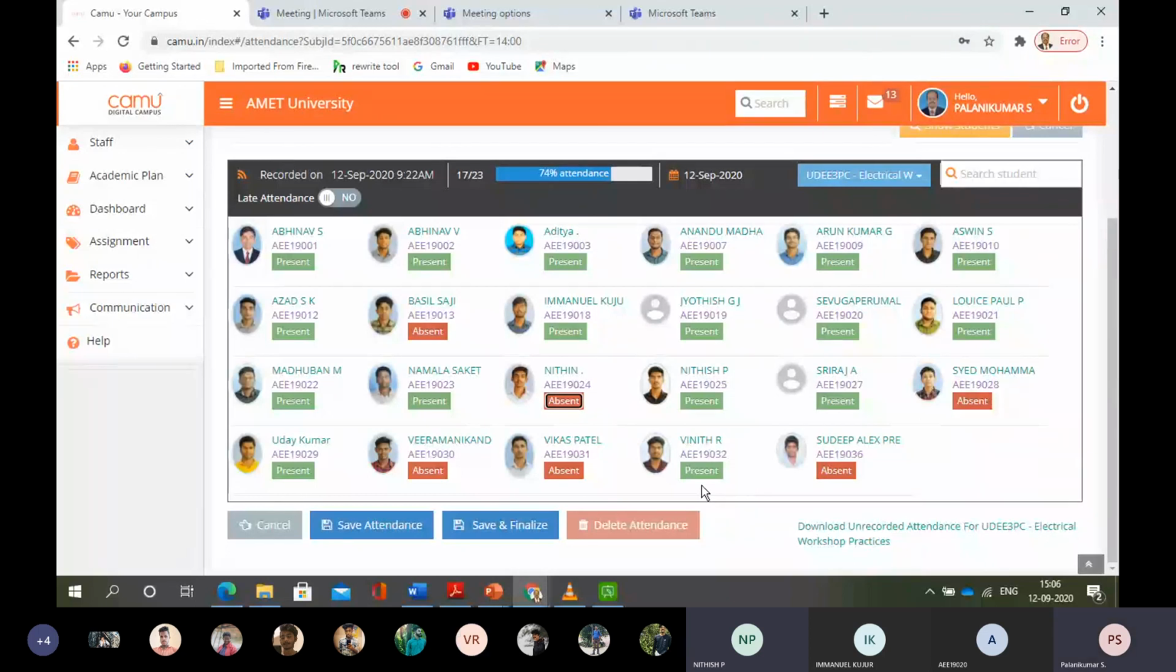Vinit. Present, sir. Okay. What about Veeramani and Vikas? Vikas Patel. Nitin, sir. Okay. So Sudeep Alex absent. Sudeep Alex and Vikas Patel are discontinued, sir. Veeramani absent. Syed also absent. Syed and Best Message are also absent, sir. Okay. Thank you.